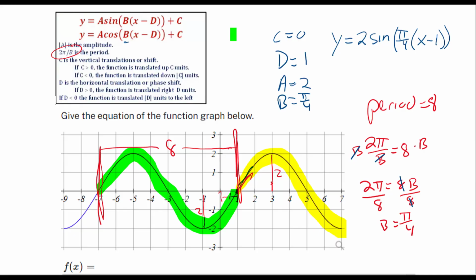Now, if instead you wanted to do a cosine, here would be a good place to start. So you'd see a shift of 3. You still have the same period and the same amplitude, so it'd be 2 cosine, I should say, of pi over 4 times x minus 3. Okay, hope that helps.